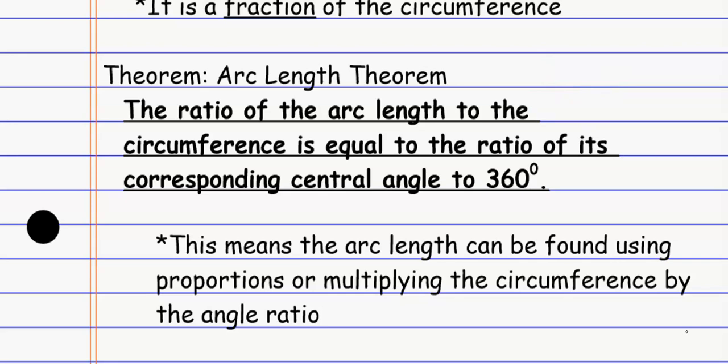So this means that the arc length can be found using proportions, or we can multiply the circumference by the angle ratio, and we'll talk about that in a little bit, if we think about this as a fraction of the entire circumference. Okay? So here's how the two of these work.